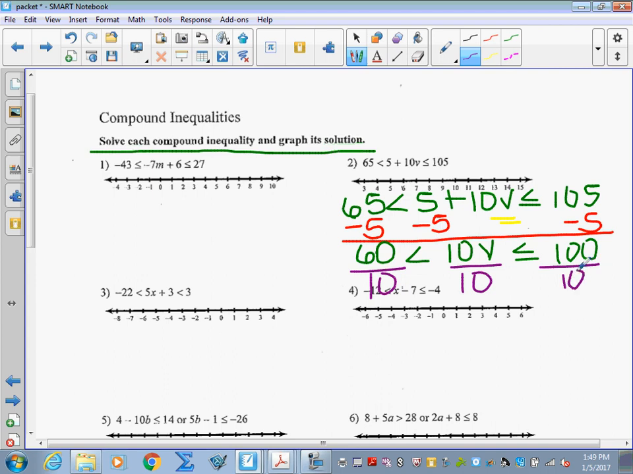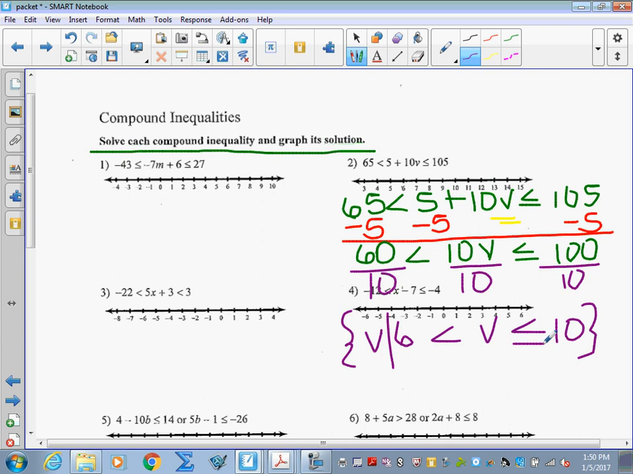So what's 60 divided by 10? 6. So 6 is less than v, which is less than what? 10. Very good. And then just put your bar for your set builder, and you're done. Okay? So again, it's like solving two equations simultaneously. And I did miss my equal sign in my final answer. That should be less than or equal for the last part.